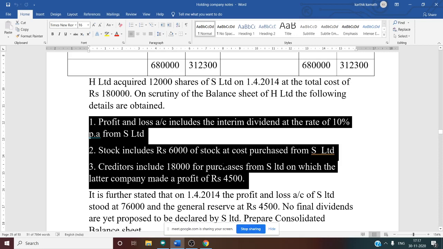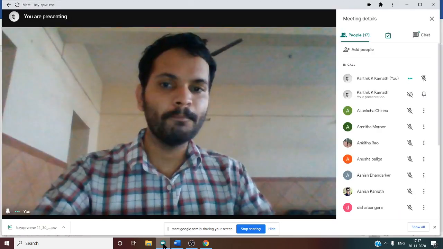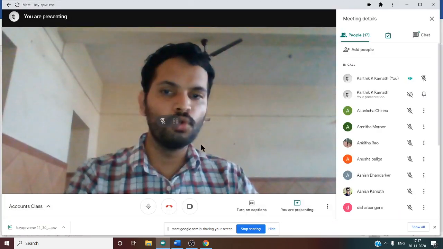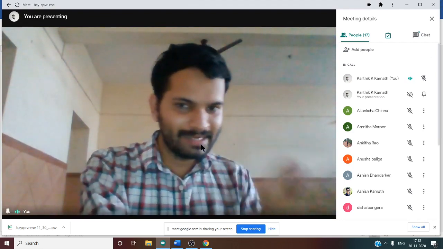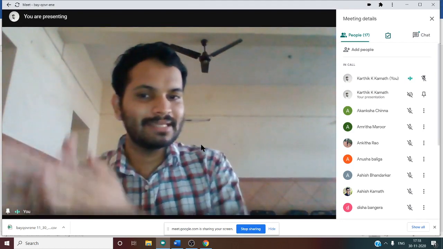But there is one more piece of information given in the adjustments. Creditors include 18,000 for the purchases from S Limited. So the holding company's creditors include 18,000, which means there is a supply of goods from the subsidiary company. So it is an intercompany transaction. Whenever there is an intercompany transaction, a supply of goods, there are two parts. One is on the asset side, there is a debtor, and on the liability side, there is a creditor.